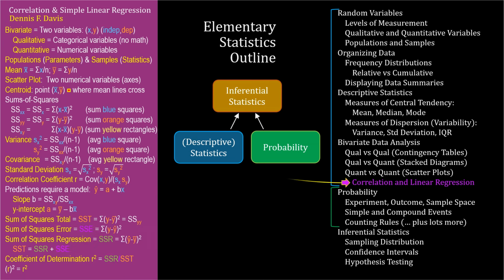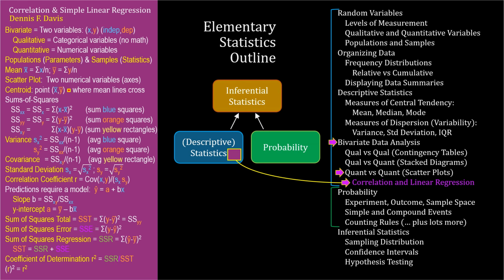So, our topic of correlation and linear regression is part of descriptive statistics. Specifically, it's a subtopic under bivariate data analysis, and more specifically, when both variables are quantitative, which means numeric. We'll cover all the details. I just want you to be able to see how the subject fits into the bigger picture.